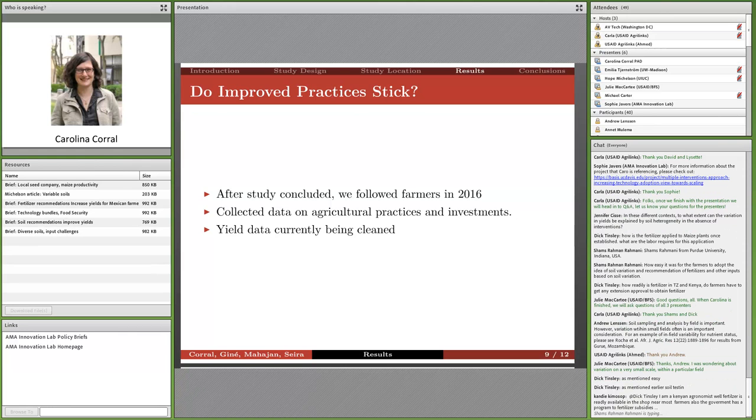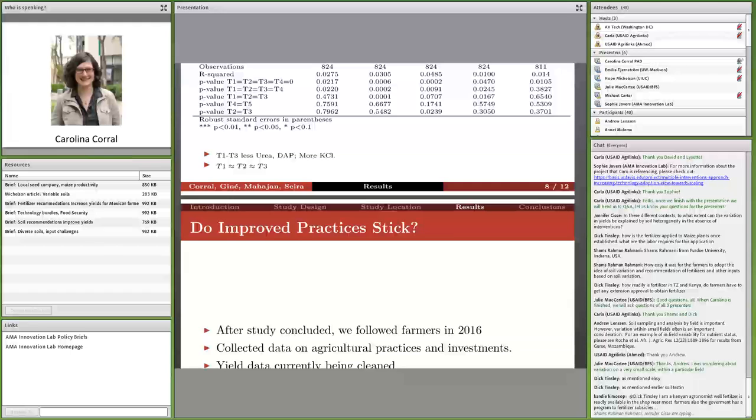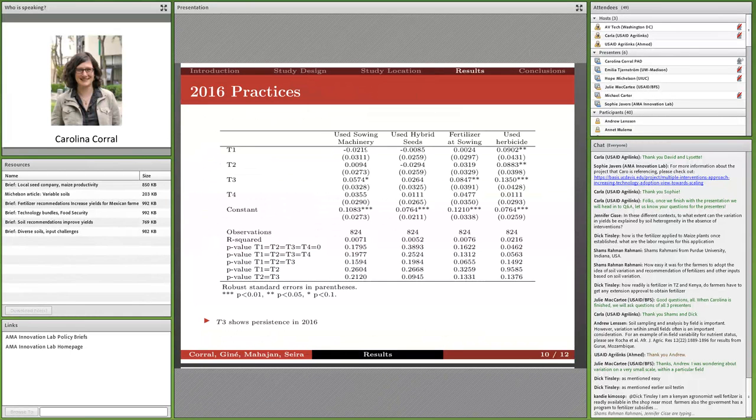So in the second year, they did not receive any grants. They did not receive more information than what they had already received. However, we kept following them to try to understand their investments, and we collected information on practices. So next I'm going to show you the results for the year after the intervention.